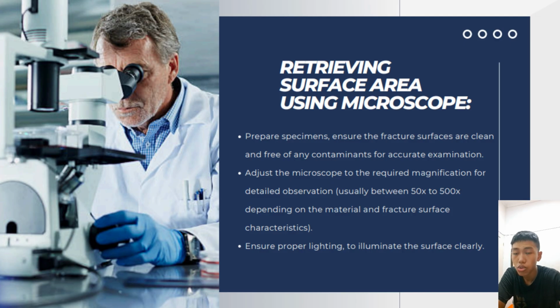So we move on to the process on how to retrieve the surface area of fracture using a microscope. First of all is to prepare the specimen and ensure that the fracture surfaces of the specimen are clean and free of any contaminants. Second of all is to adjust the microscope to the required magnification, usually between 50 to 500 magnification. And lastly is to ensure proper lighting, which can help us to see the specimen better.